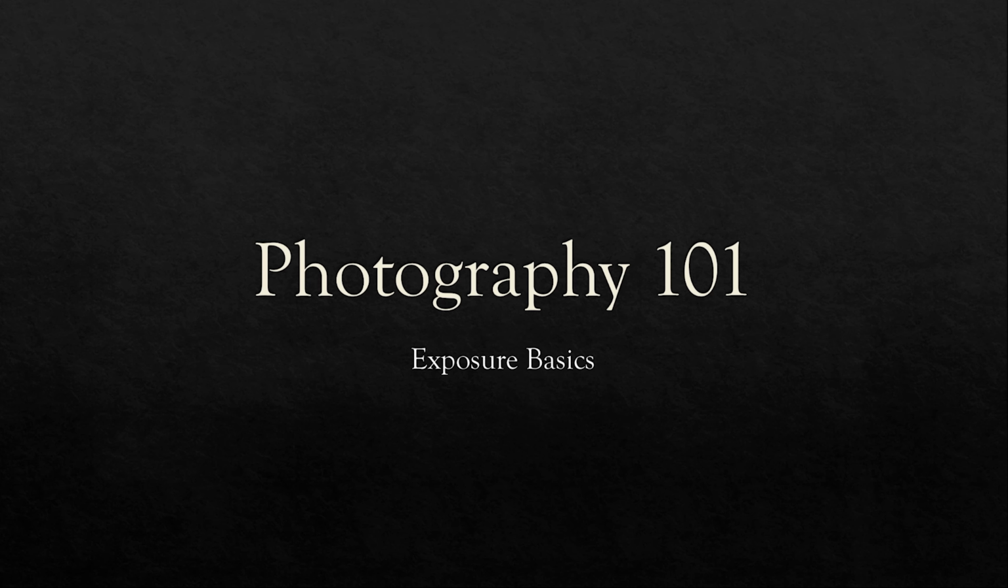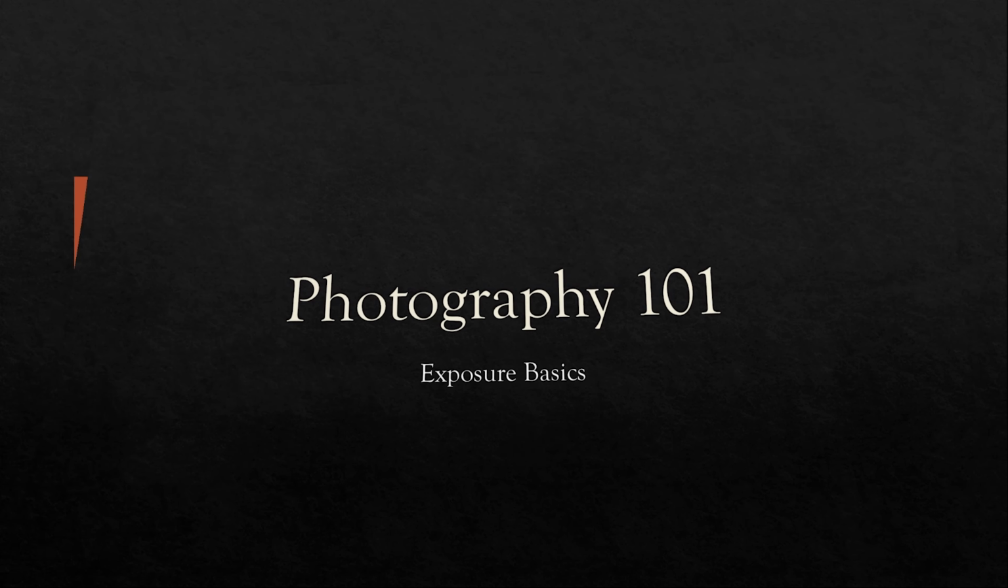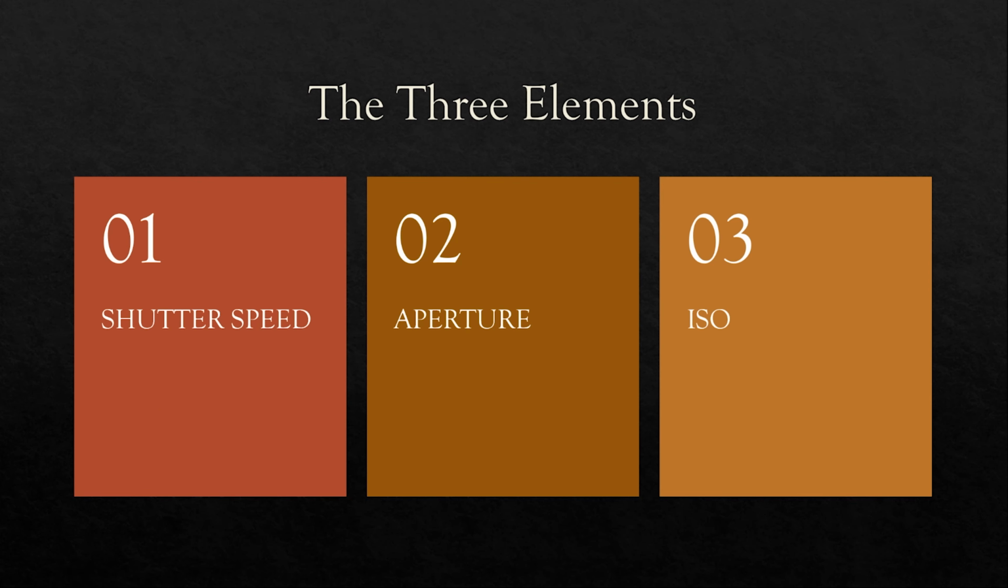So, today we're going to talk about exposure basics in photography. The three subjects we're going to cover briefly today are shutter speed, aperture, and ISO. These are the three settings in your camera that help you create a proper exposure for your image.